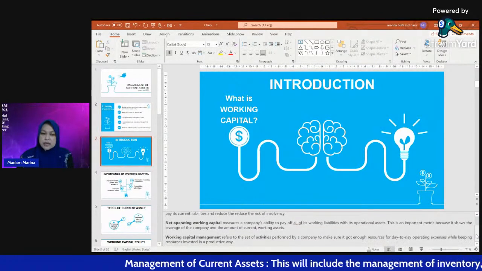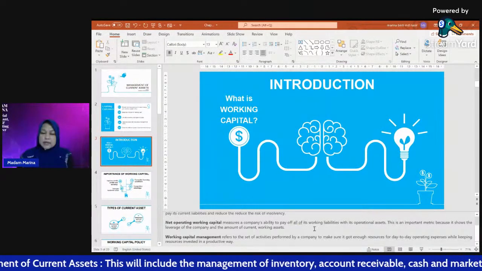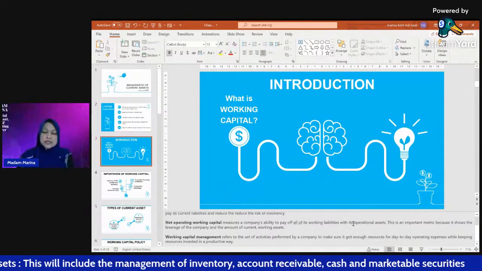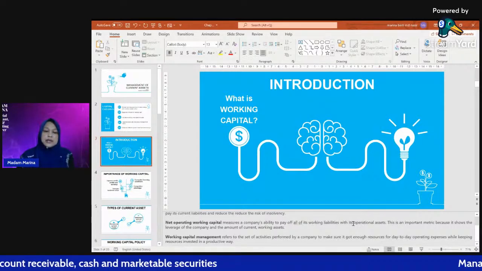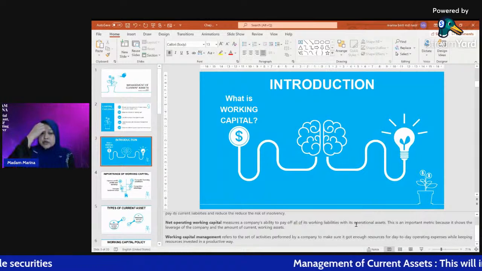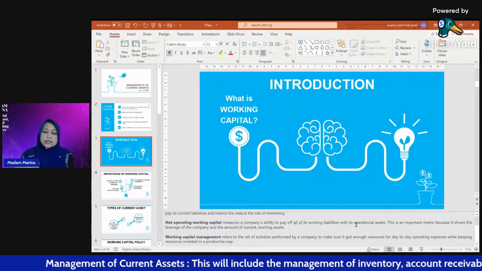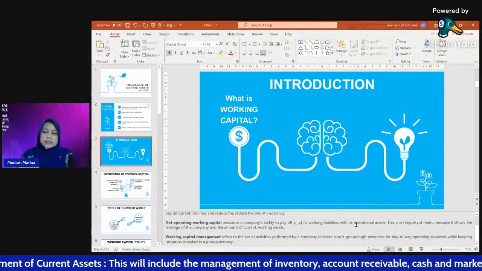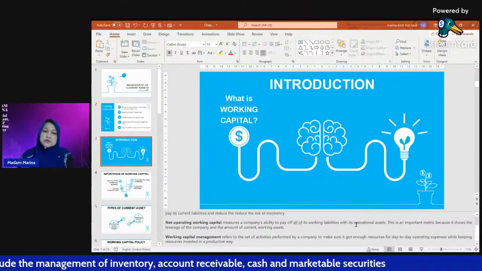Net operating working capital measures the company's ability to pay all operating liabilities with its operational asset. This is an important metric because it shows the leverage of the company and the amount of current working asset. Operating working capital means the ability of the business to pay its operational costs using current asset.